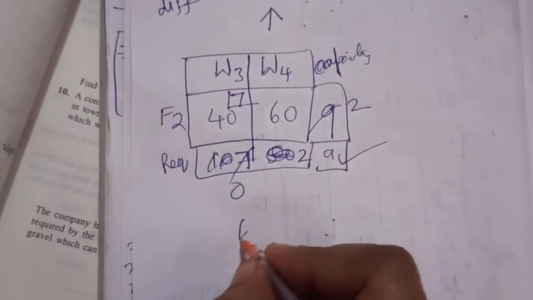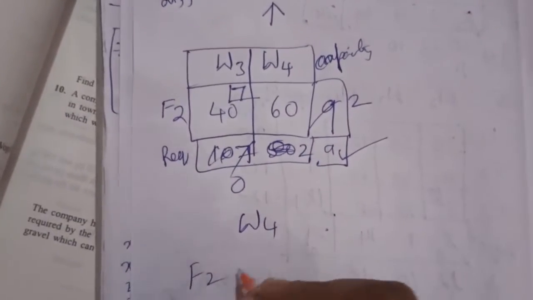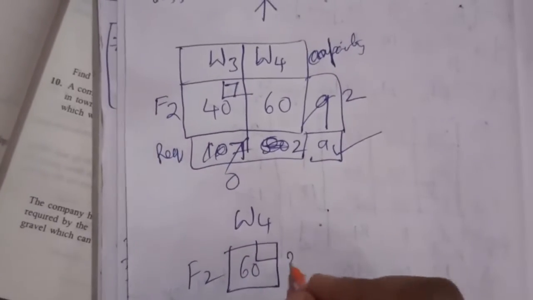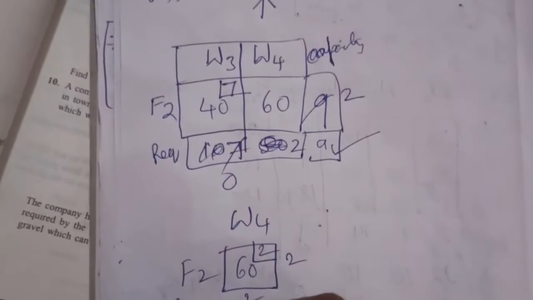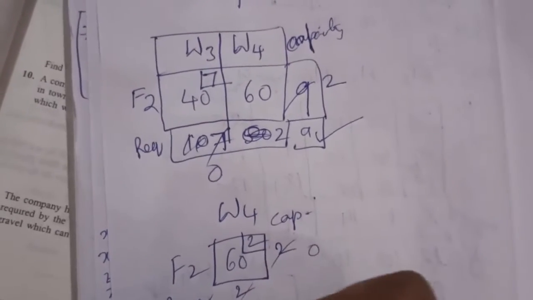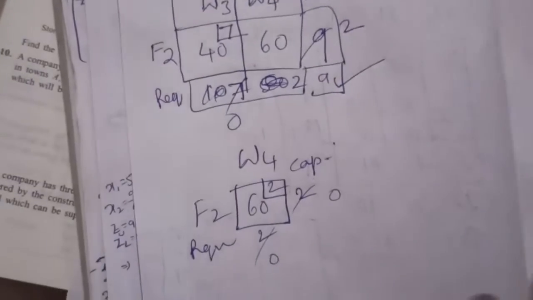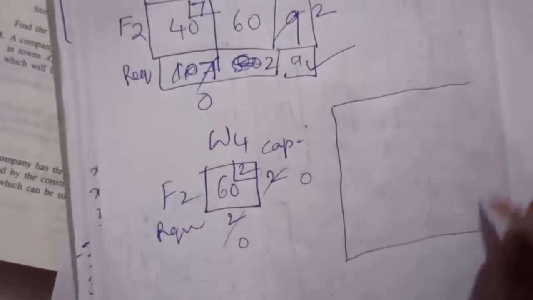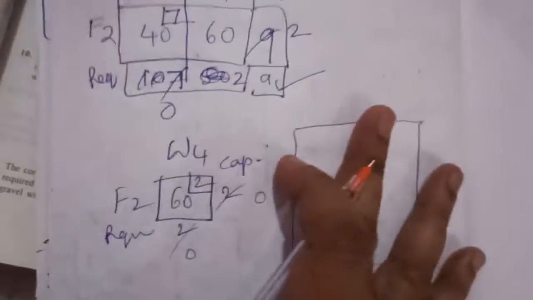For the next iteration we have W4, F2, which is 60 only. The allocation possible is 2 only. Requirement 2 and capacity 2, so we allocate 2 here and 0 remains. In this way we got all the allocations by Vogel's approximation method.